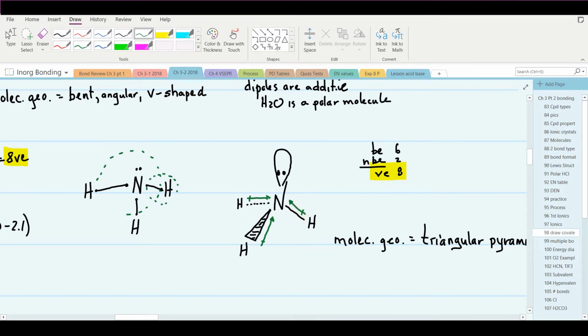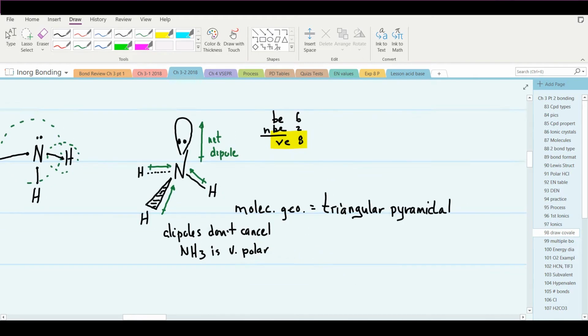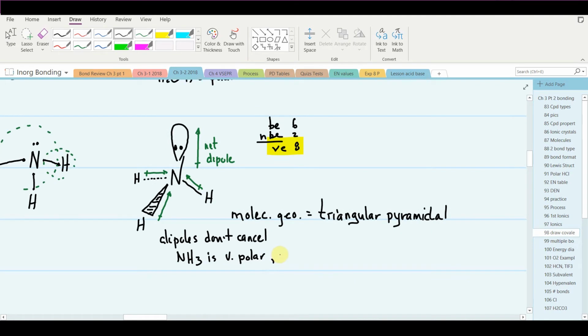They're more or less additive. There'll be a net dipole in this direction. As a result, ammonia is a very polar molecule. Let me write here dipoles. They don't cancel. Ammonia is very polar, and therefore we predict it has high water solubility. In fact, it turns out it's miscible in water, which means soluble in any proportion.